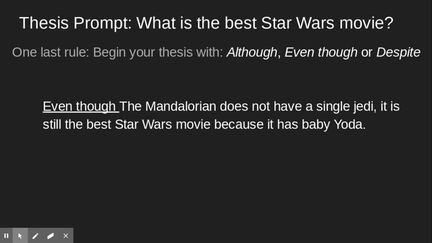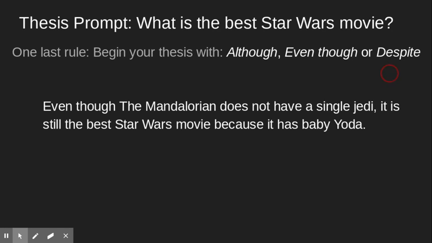By beginning with one of these 3 words or phrases, even though, I'm kind of forcing myself to look at a counterclaim. What is the problem with The Mandalorian? Well, it doesn't have a single Jedi. So this is my first argument. Notice it's not a big argument. It's not something that you're going to be shouting at somebody about. It doesn't have a single Jedi, but it is something that needs explanation. It is something that you could build an entire paragraph on. Jedi are iconic to the Star Wars franchise, and The Mandalorian just does not have a single one. My second argument, number 2, is that it's best because it has Baby Yoda.